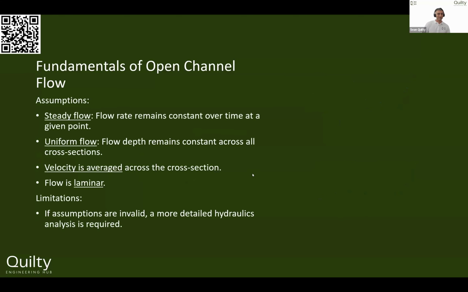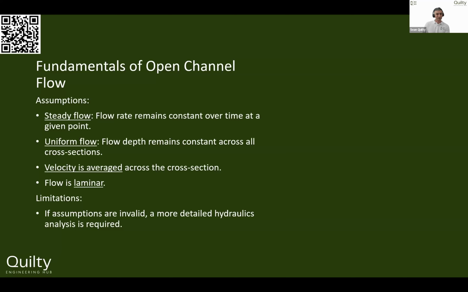So we've got a few things that we've got to simplify. When we use Manning's equation, which we'll see shortly, we've got to make a few assumptions. First, we assume that we're looking at steady flow, so the flow rate remains constant over time at a given point. When we're cutting a section through our channel and working out how much water is flowing through there, we've got to assume that it's steady flow. And when we make that assumption, it allows us to simplify a lot of those calculations.